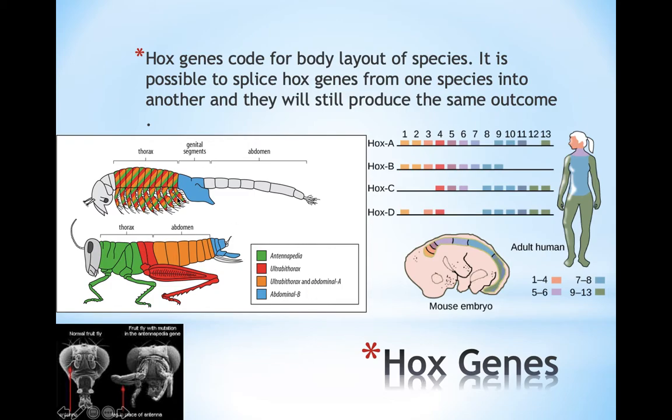Hox genes control the layout of the body. Essentially, they control where you're going to have arms, where your torso is going to develop, where your head's going to develop, and things like that. Now, the interesting thing about this is that in every other organism on the planet, the genes are the same. The Hox gene for the arm position in humans is in the same place as the Hox gene for arm development in mice, as in cows and cats.